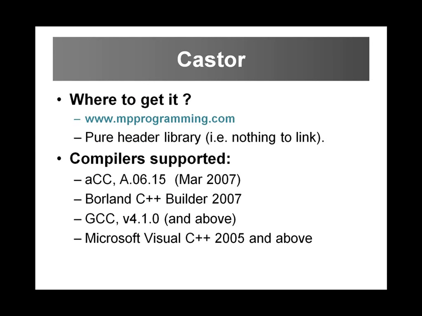And before I wrap up, here's some brief overview regarding the Castor library that we have used to program with the logic paradigm in C++. It's a freely downloadable open source library. You can get it from mpprogramming.com. It's distributed under the MIT license. The library has been entirely implemented in header, so it's a pure header library and there's nothing to link with. There's a list of compilers mentioned here against which the library has been tested. This covers the various Windows, Unix, and Mac platforms.